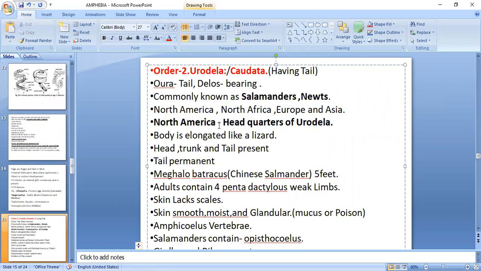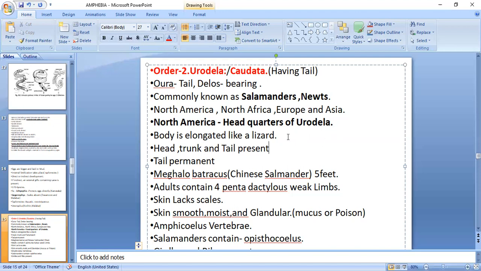And why is North America the headquarters? North America is nothing but the US and Canada. In that area, these are very commonly seen, so they are present in greater numbers in North America. That's why North America is generally called the headquarters of Urodela.